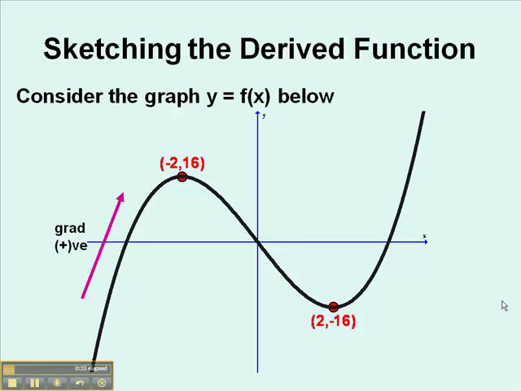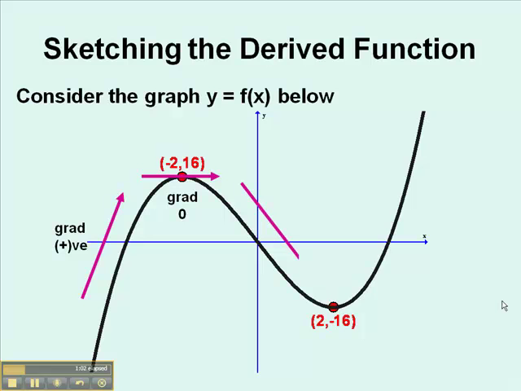As I go towards an x-coordinate of negative 2, my graph is sloping up, so my gradient is positive. At the point negative 2, 16, my graph is changing from sloping up to sloping down, so at that point my graph must be flat, which gives me a gradient of 0.